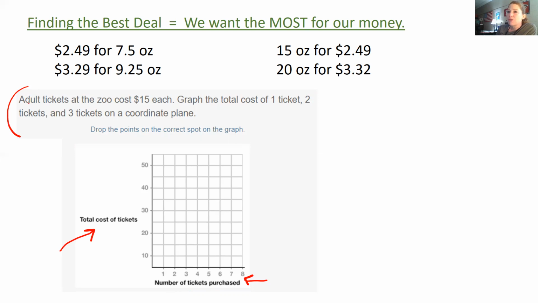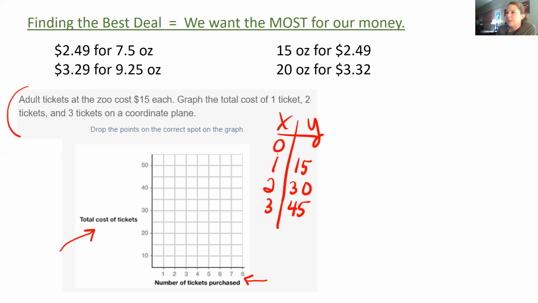So if we go to the zoo, adult tickets cost $15 each. It says graph the total cost of 1 ticket, 2 tickets, and 3 tickets. So if I'm going to the zoo and I buy 1 ticket, I'm going to pay $15, right? What if I buy 2 tickets? 2 times 15, I'm going to spend $30. What if I buy 3 tickets? I'm going to spend $45. What if I bought 0 tickets? If I bought 0 tickets, how much money would I spend? I wouldn't spend any money, right?